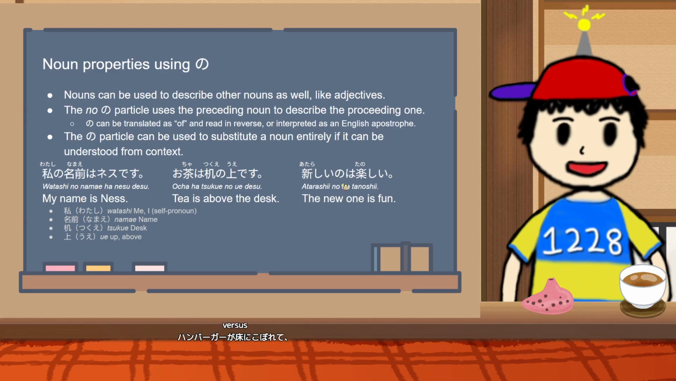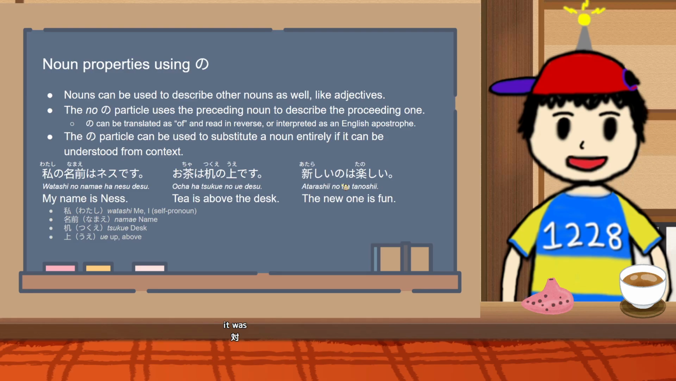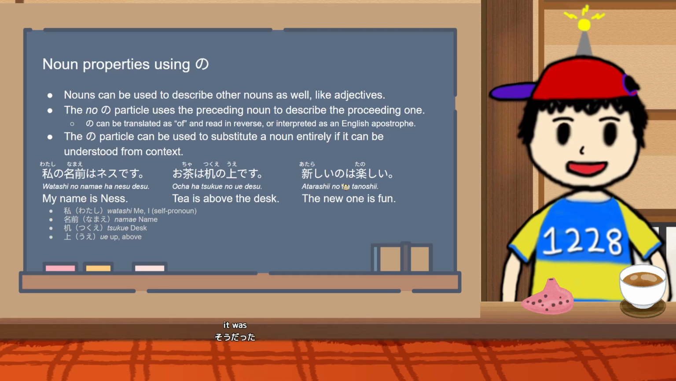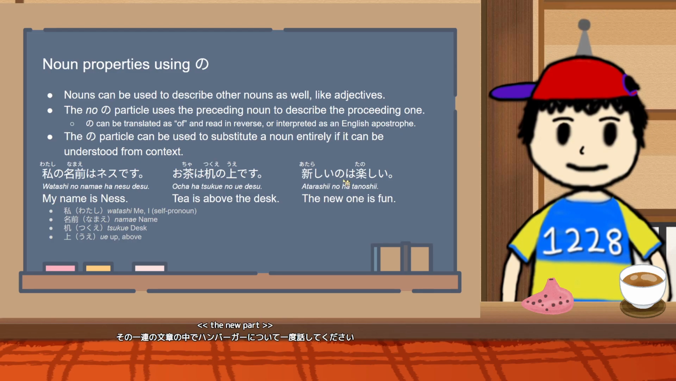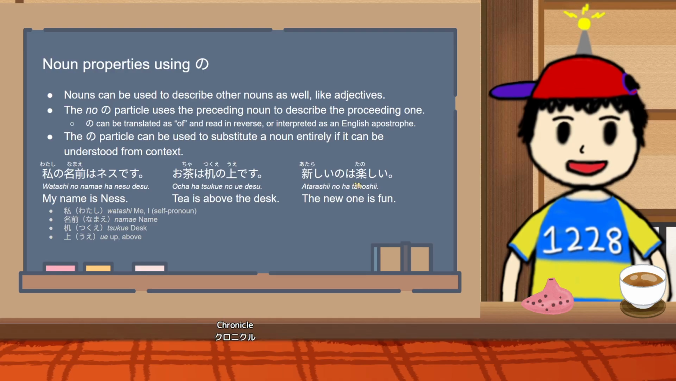Versus, I ate a burger. It was delicious, but it cost me $5, and it fell on the floor and stained my shoe. Notice how I only said hamburger once in that string of sentences. The no particle can be used the same way. Atarashi no wa tanoshi. The new one is fun. Let's break it down. Atarashi meaning new. No, the particle, the noun property particle. Wa, the subject particle. Tanoshi, the adjective for fun.